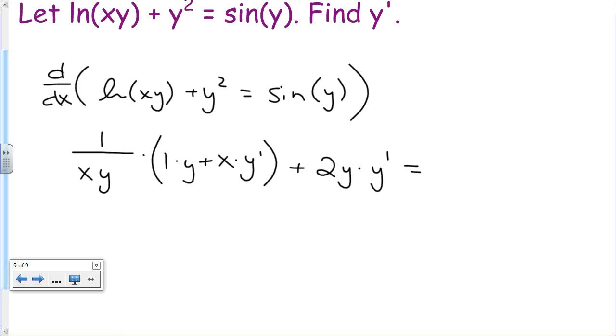And on the right side, again, you've got a composite function, so follow chain rule. Derivative of sine is cosine of y. It's derivative of the outside, substituting in the inside, and then multiply by the derivative of the inside, y prime.